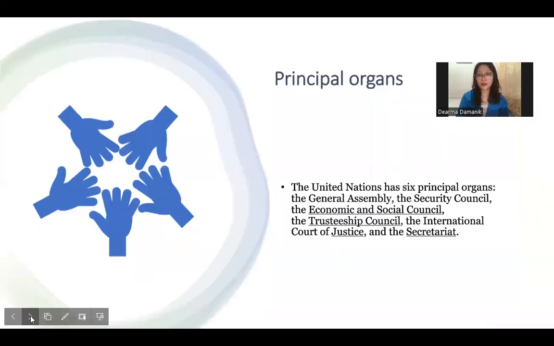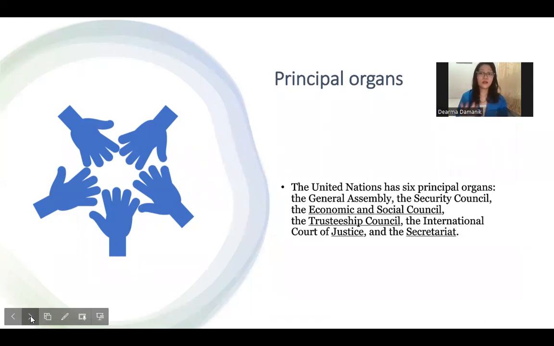Next, about the principal organs. The United Nations has six principal organs, which are the General Assembly, the Security Council, the Economic and Social Council, the Trusteeship Council, the International Court of Justice, and the Secretariat.